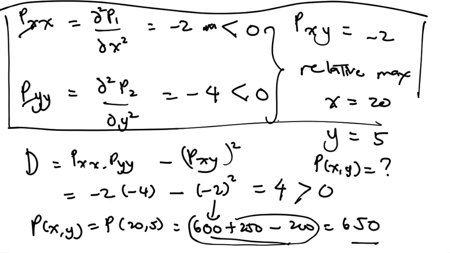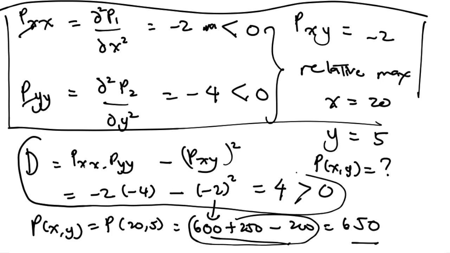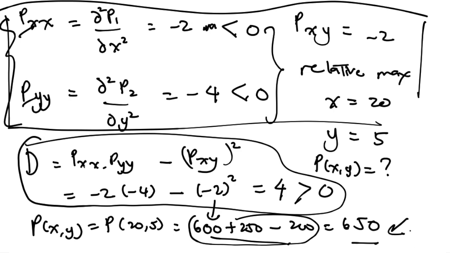So here what does it mean, class? We have fulfilled the discriminant test. This one also we have fulfilled. Then we know that we are maximizing profit when x is 20, y is 5, and the maximum profit that Dell manufacturers can obtain in this case is $650.